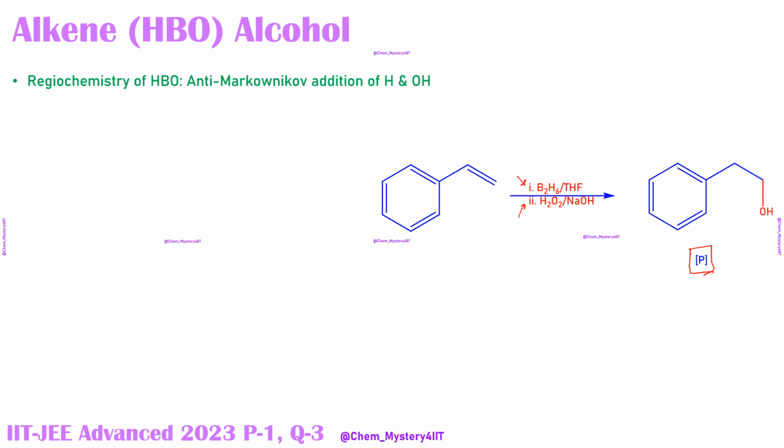So this is anti-Markovnikov addition of H and OH. What we are saying is, if this is the double bond, then Markovnikov would have given us OH over here and H over here. Markovnikov stated that the more electronegative part adds to that carbon where we are having a smaller number of hydrogens. This would have been the Markovnikov product.